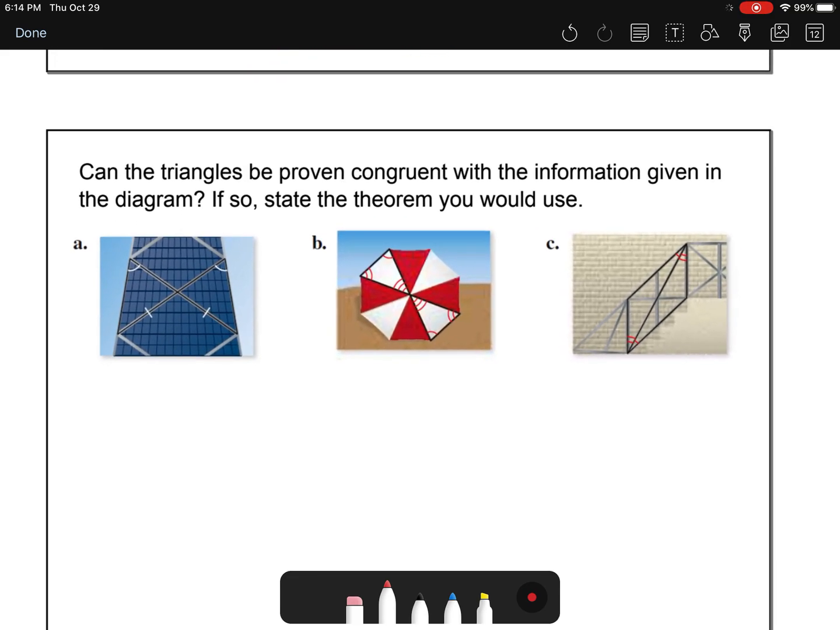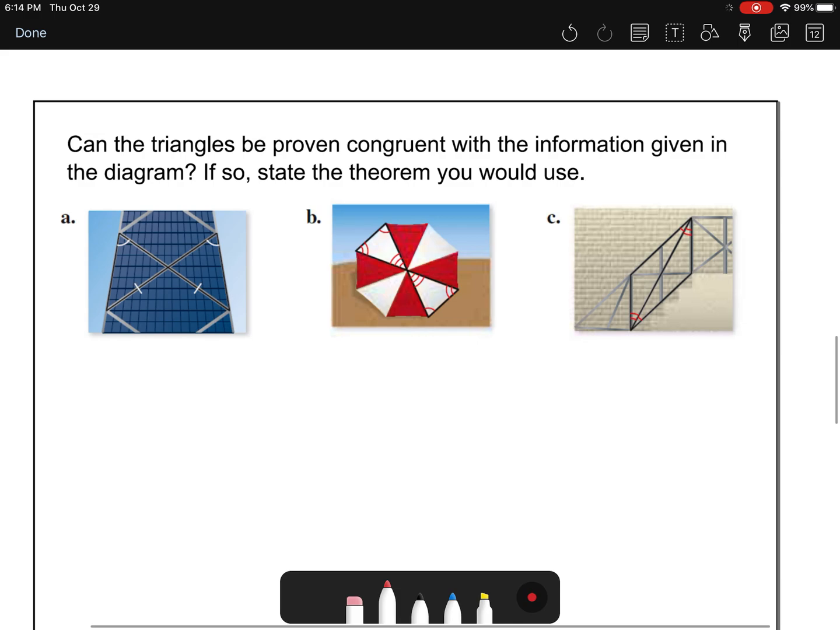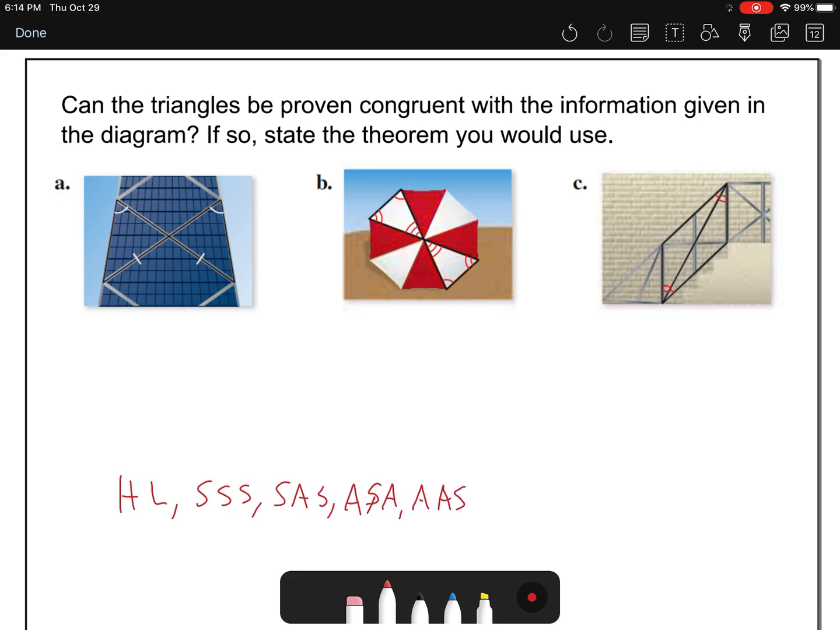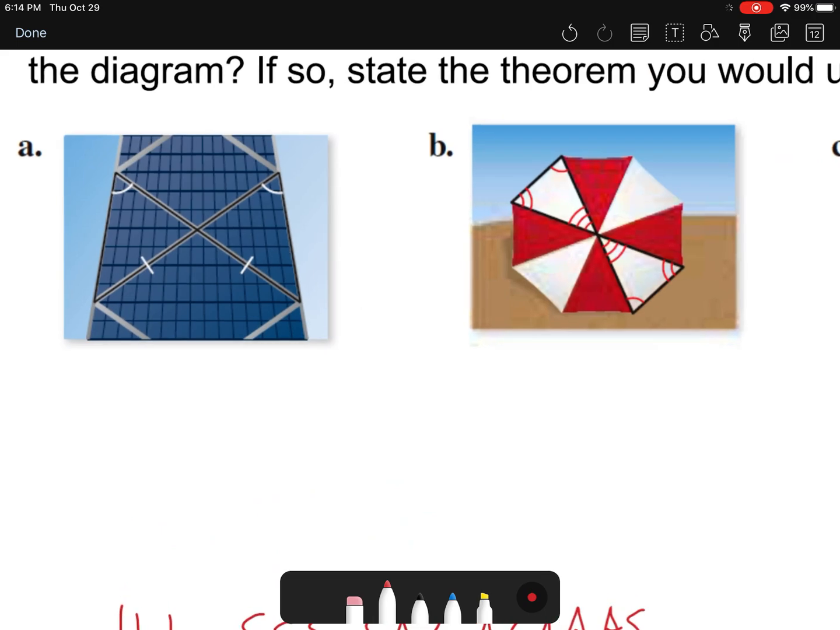Now the next little exercise we're going to look at are these triangles. Can the triangles be proven congruent with the information given in the diagram? If so, state the theorem you would use. Well, here's all the theorems. Okay, we're going to see if one of these 5 fits with these problems.